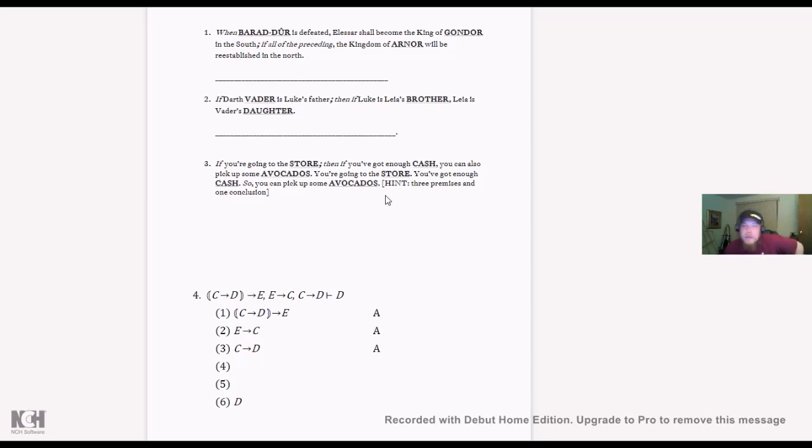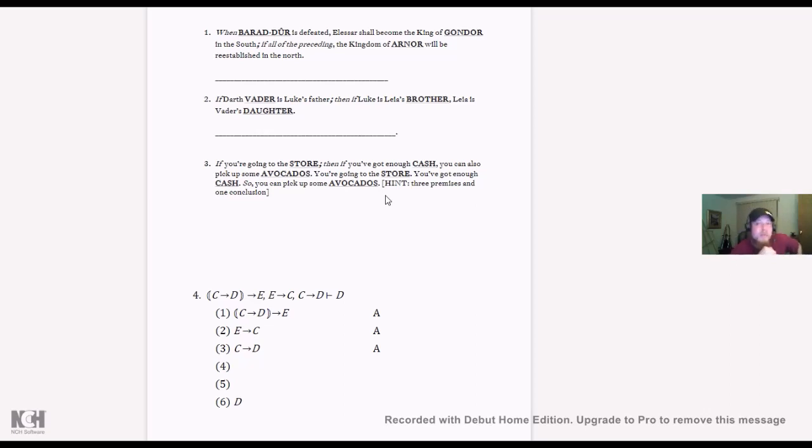So here are the sample questions, and these are going to be up on Blackboard too. If you look under the quizzes folder, you'll find a quiz prep, and so this is quiz 2 quiz prep here. Here are a couple of examples. When Barad-dûr is defeated, Elisar shall become king of Gondor in the south. If all the preceding, the kingdom of Arnor will be reestablished in the north. That's an example of one you just need to translate. The second one: if Darth Vader is Luke's father, then if Luke is Leia's brother, Leia is Vader's daughter. Another example of a translation.